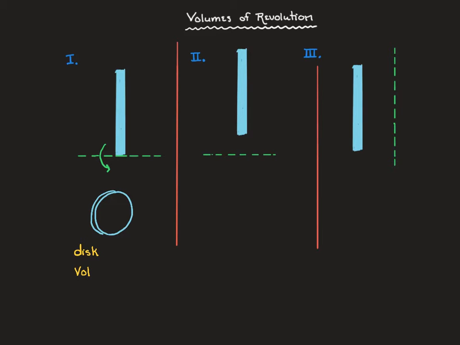So the volume of the disc is equal to the area. This is solid, right? So the volume is the area, or pi r squared, area of a circle, times delta x, the little bit of thickness. So this one looks like a coin, a disc or a coin.